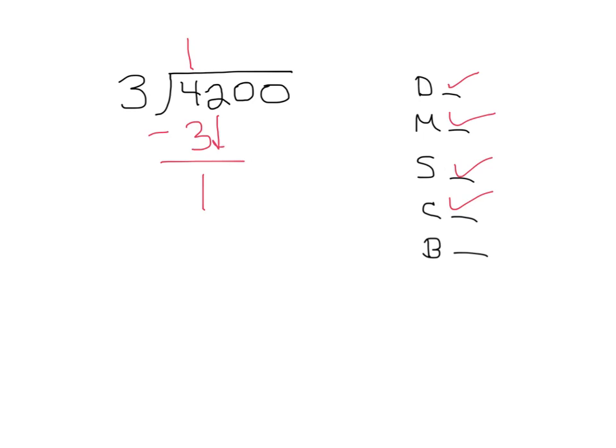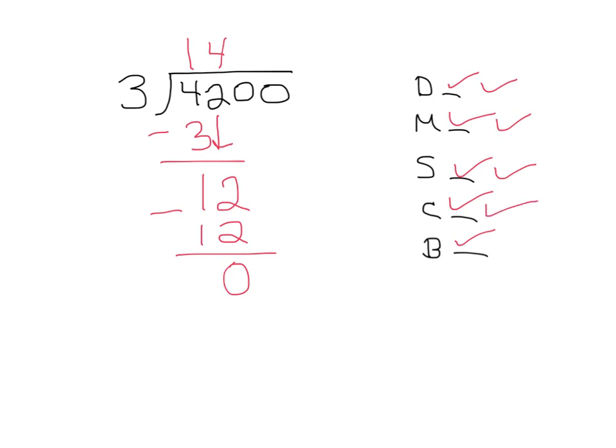I'm going to end up bringing down all of these numbers. After you bring down, you divide. So 3 divides into 12 4 times. Then I multiply. 4 times 3 is 12. Then I subtract. 12 minus 12 is 0. And I check, is 0 smaller than 3? Yes. Now I need to bring down.